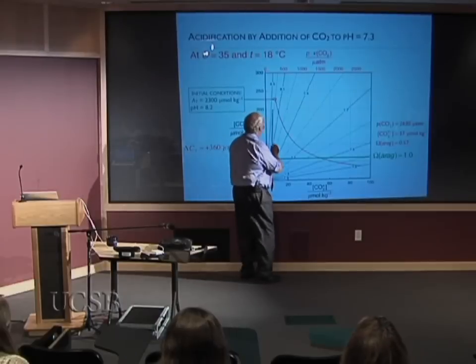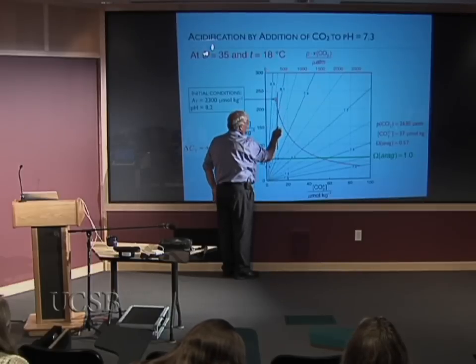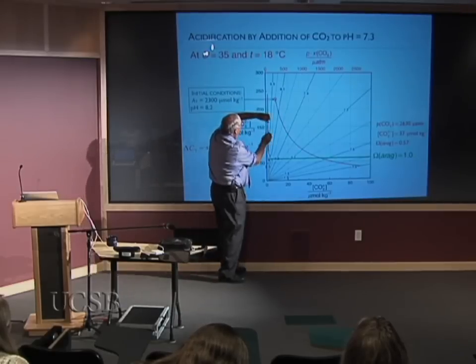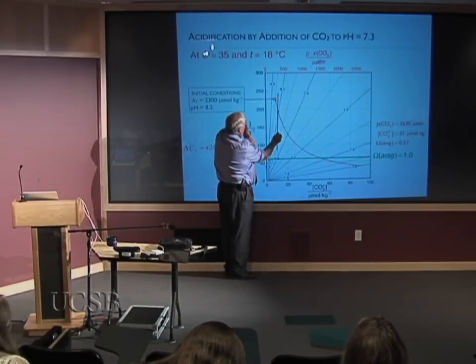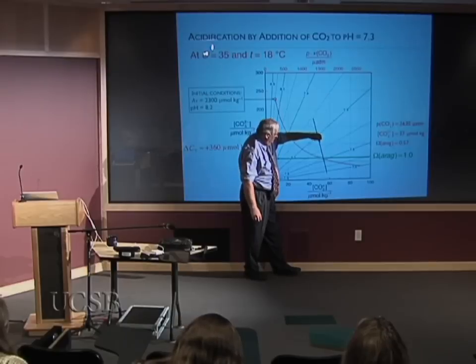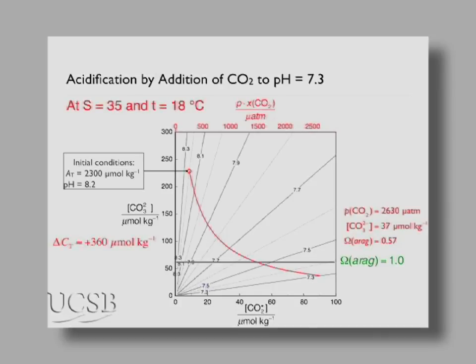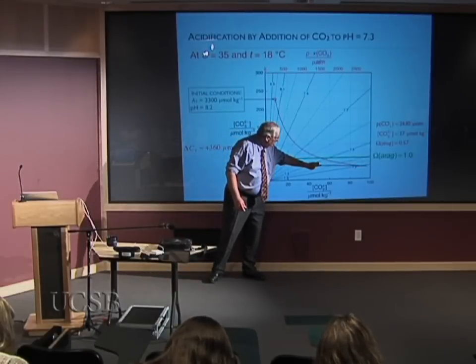So although we might be changing the concentration in the gas phase and increasing the PCO2, as you can see, at first, for a small increase in PCO2, there's a very fast change in the carbonate ion concentration. And then in the later part, a slower and slower change in the carbonate concentration until we come to a pH of 7.3. And at that pH, the PCO2 would be quite high, 2,630. The carbonate ion concentration, fairly low, 37, with a saturation state of about 0.57. So saturation state well below 1.